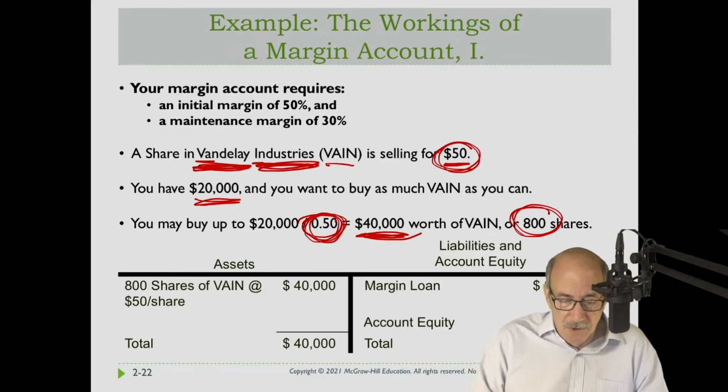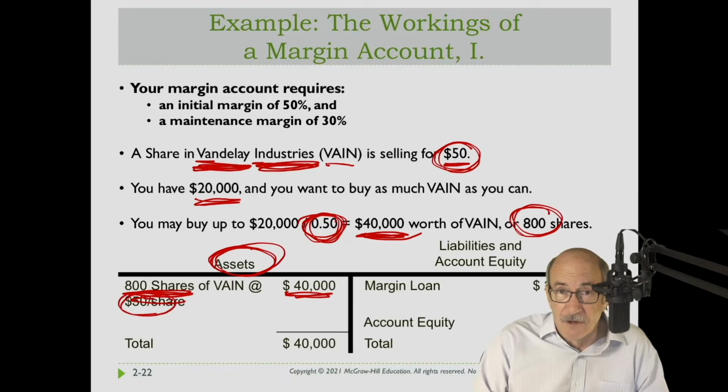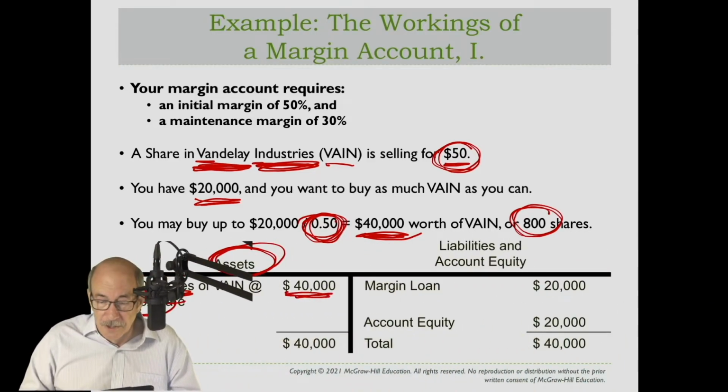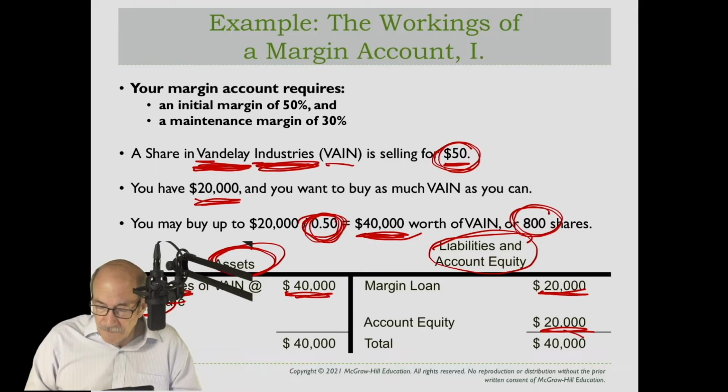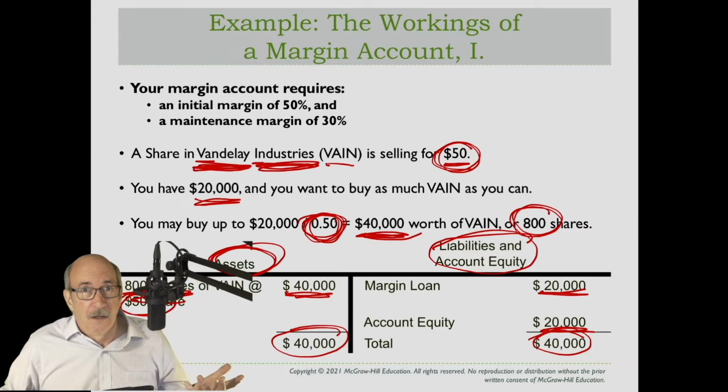All right, so here's our T account again. Assets over here. Remember, this is stated in shares. Currently at $50 per share, that gives us an asset dollar value of $40,000. Over here on the liabilities and equity side, we have the loan of 20, and we have our own cash that we put into this of 20, again for a total of 40. That matches up with the equity side. All is good.